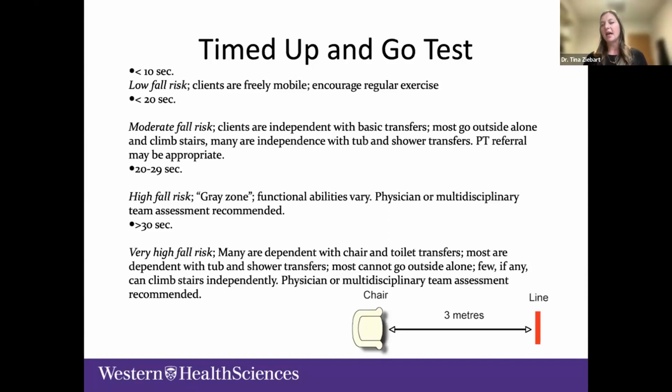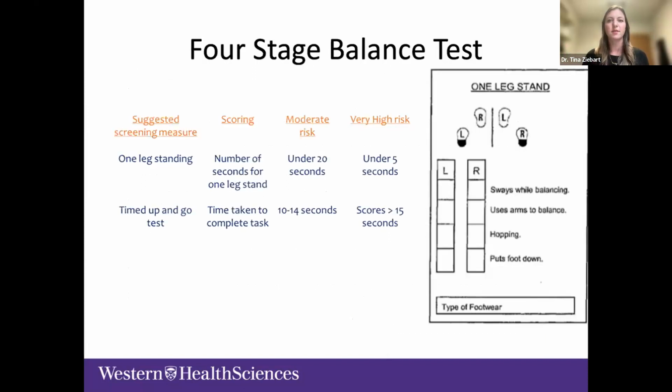It can be done in a clinic, in a waiting room, in an office. You need a chair, measure out that 3 meters, and then again, a stopwatch. And it's a really quick, easy way to screen somebody for their functional ability as well as their risk for falls. The 4-stage balance test, again, a really accessible test to be able to use kind of anywhere.